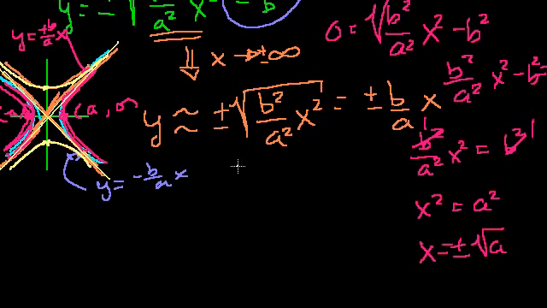Anyway, you might be a little confused because I stayed abstract with the b's and the a's. In the next couple of videos, I'll do a bunch of problems where we draw a bunch of hyperbolas, ellipses, and circles with actual numbers. See you soon.